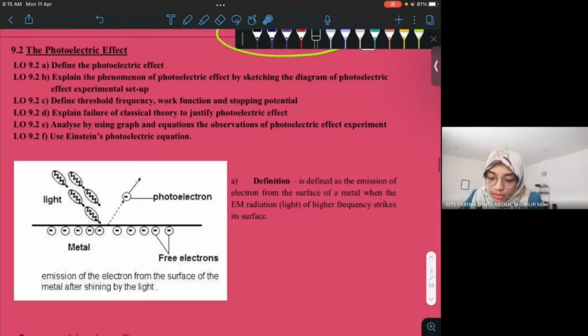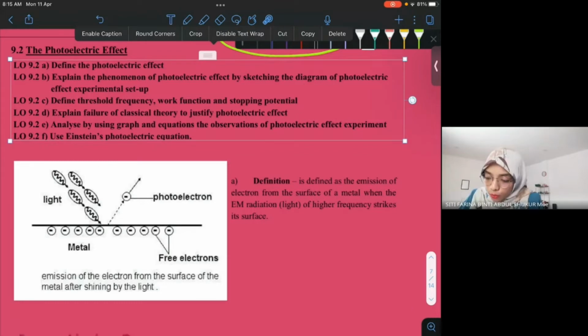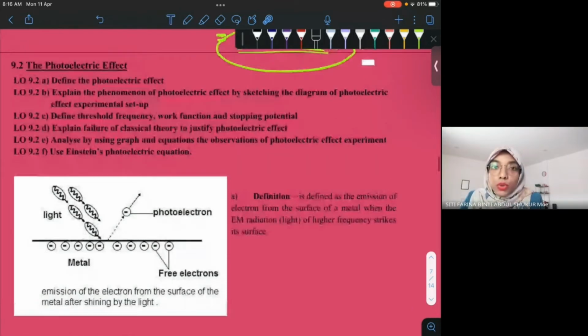Okay, so next we're going to look at the next subtopic here, 9.2. Okay, 9.2 is the photoelectric effect. This is what Albert Einstein did by using the knowledge of Planck's. He explained the process of photoelectric effect.